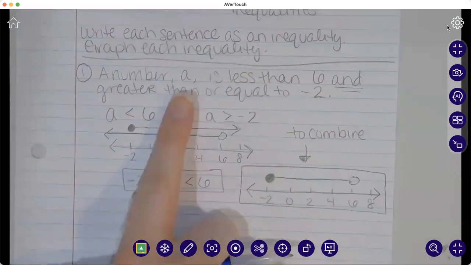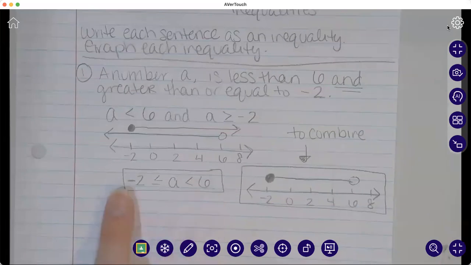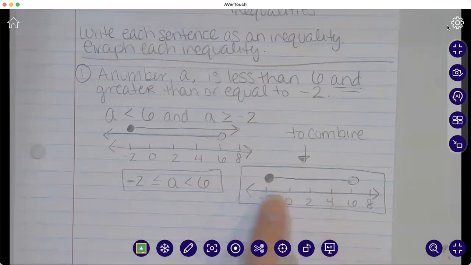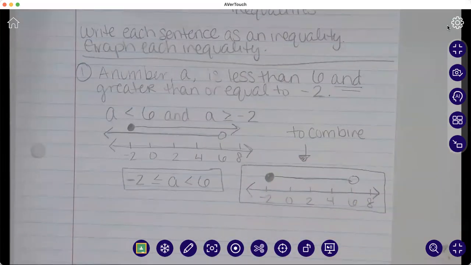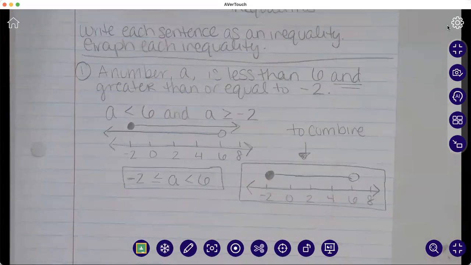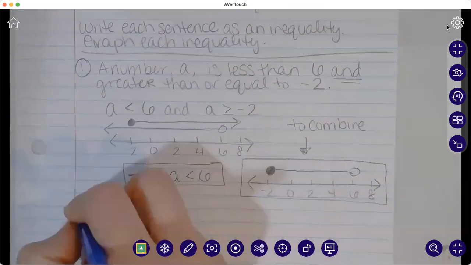So a number A is less than 6 and greater than or equal to -2. So what does that mean my answers are? That means my answers can be anywhere in that range. It could be 0.5, it could be 2, it could be -1, it could be -2. Any of those answers would work. So a number A could be any of those answers within that range. Okay, and that is one example of a compound inequality. Let's look at the next one.